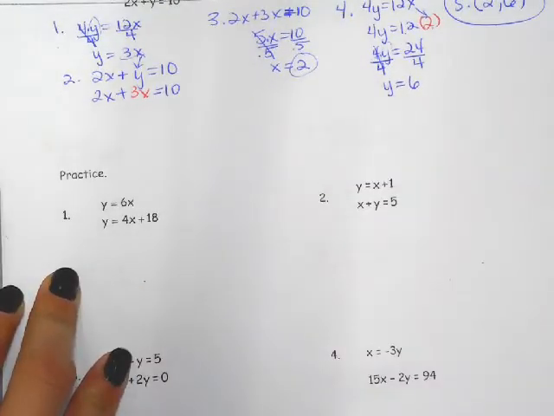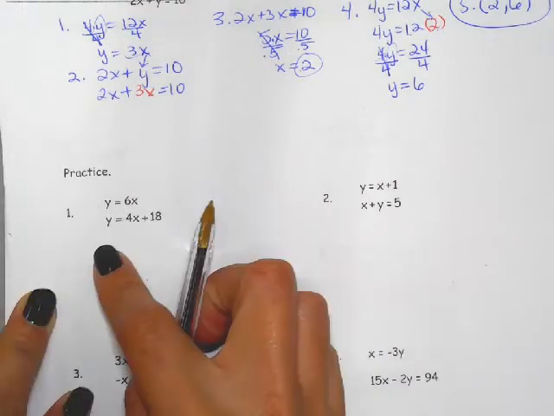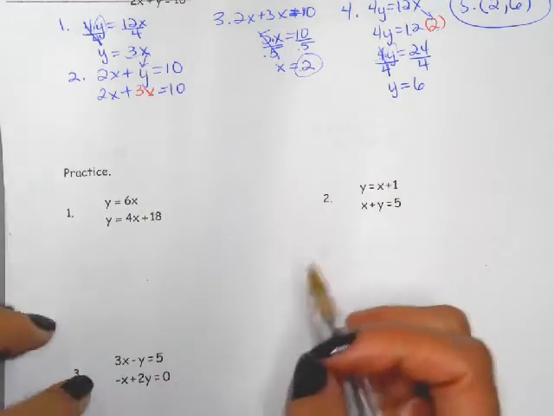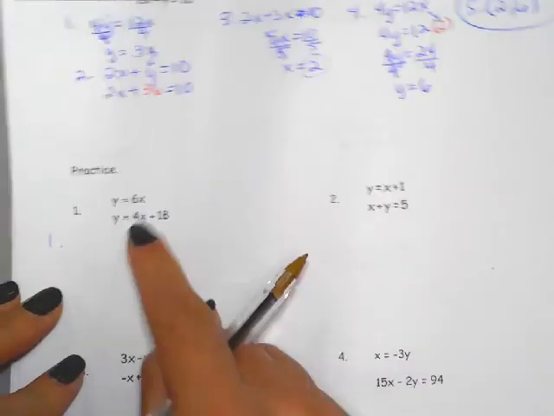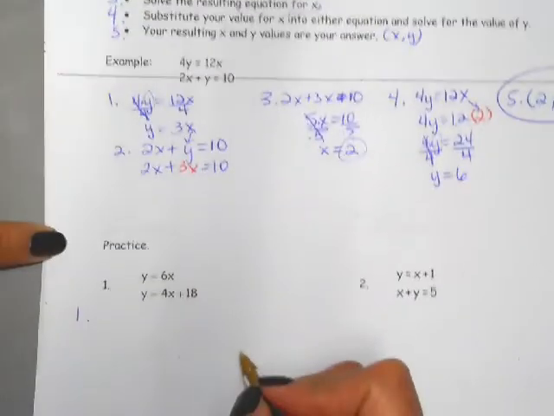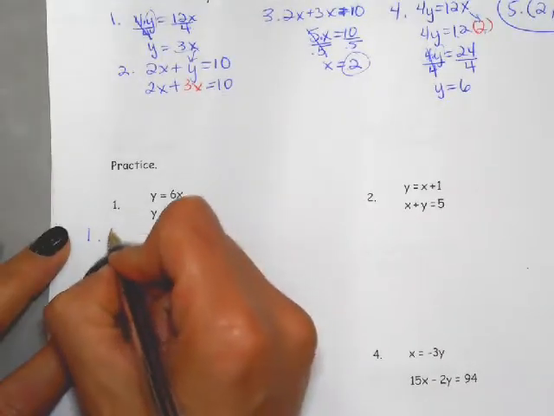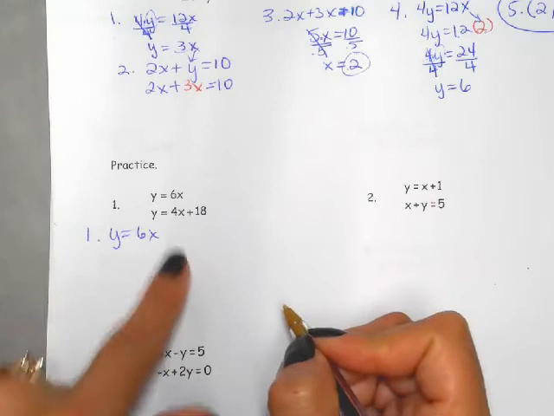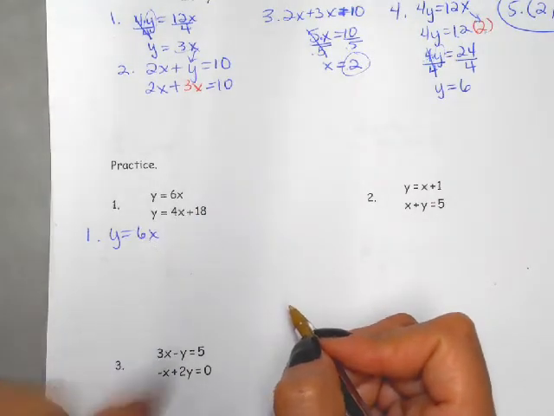Let's go with practice number 2. Second example, first practice problem. Again, this is already solved for y, so I don't have to do much work. First step is to solve for y, and it's already done, so I don't have to do it again. Y equals 6x. Pick whichever equation. I like starting with the shortest one.